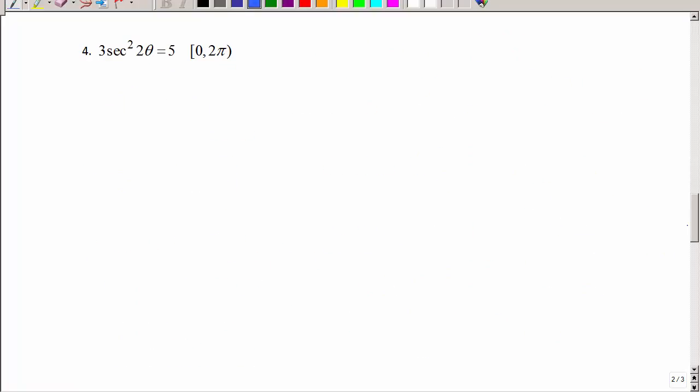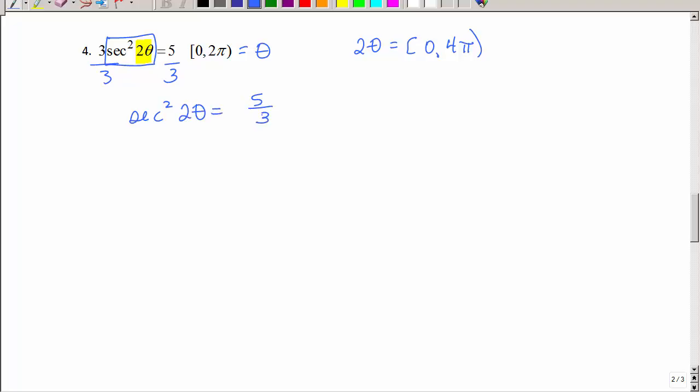Okay, this one looks a little bit less daunting. We have some secants. I got 2 theta. Keep in mind that's going to change my interval because this is theta. So if I want 2 theta, I'm going to have to go around that circle twice. That means I'm probably going to have a lot of answers. But just like the first 2 problems, I'm going to isolate my trig function. I'm going to take the square root.